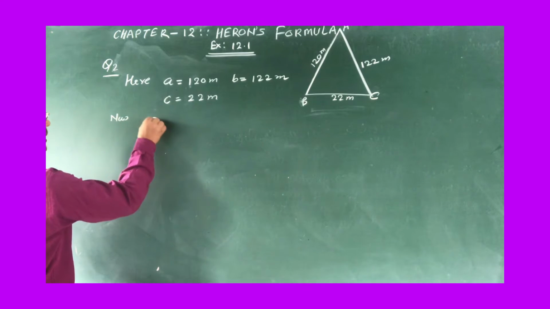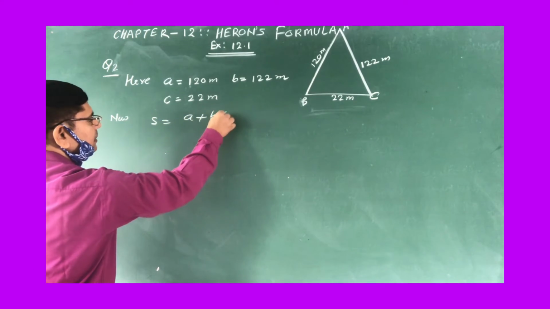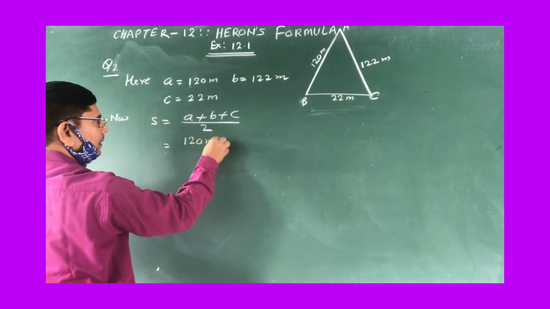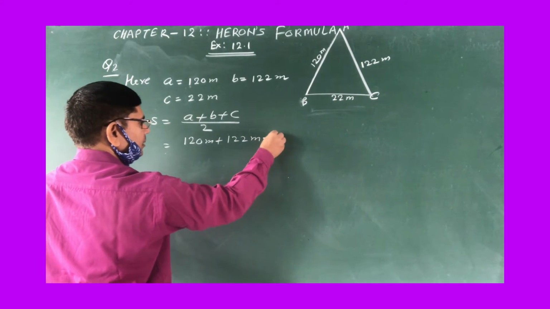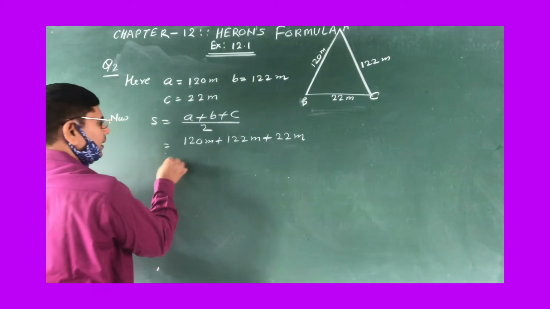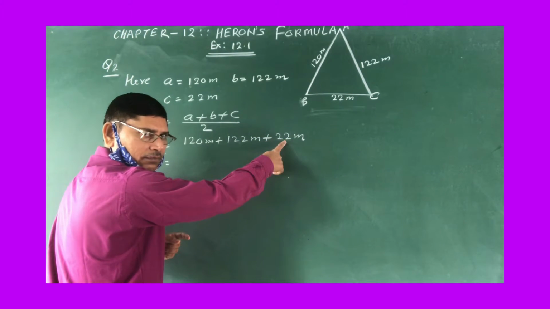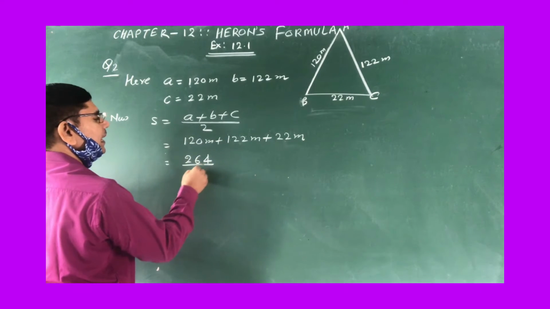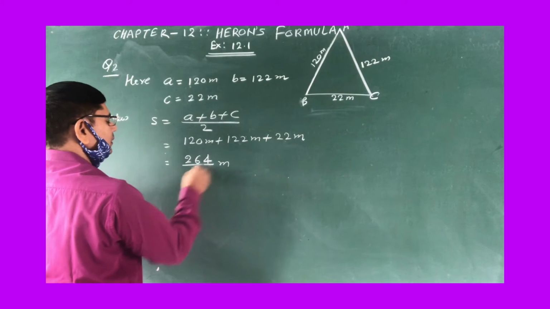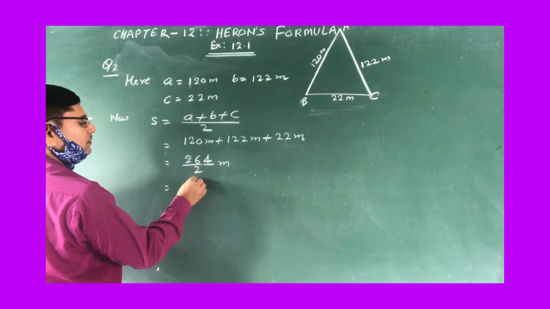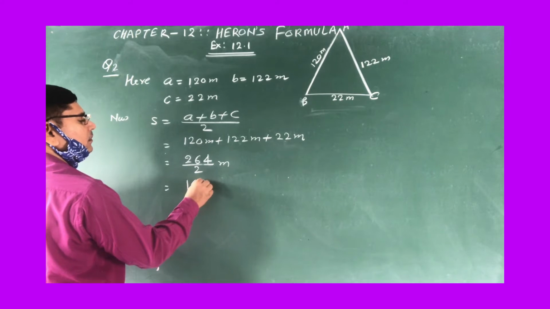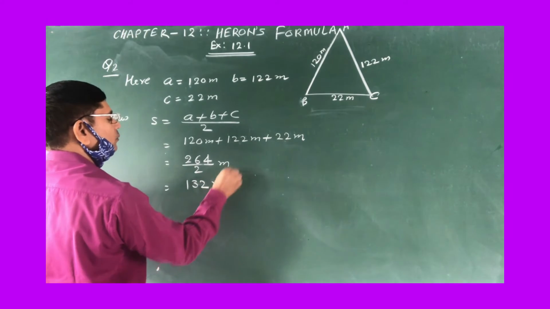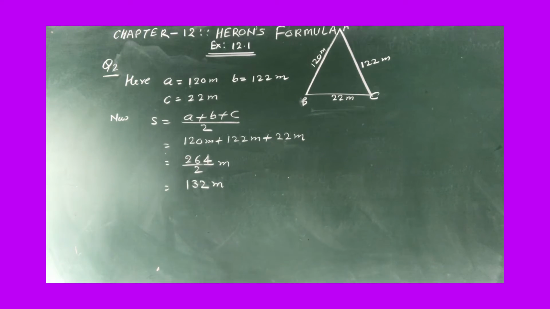Now s equal to a plus b plus c divided by 2. So dear, this is 120 meter plus 122 meter plus 22 meter only. So dear, the total is 264. पक्का 264. The total of this one is 264, and divide by 2 meter only. So dear, this is 132. This is the half of this, 132 meter. Okay.